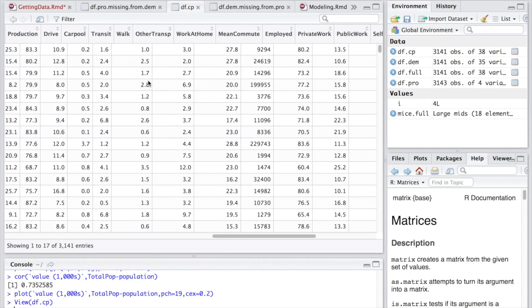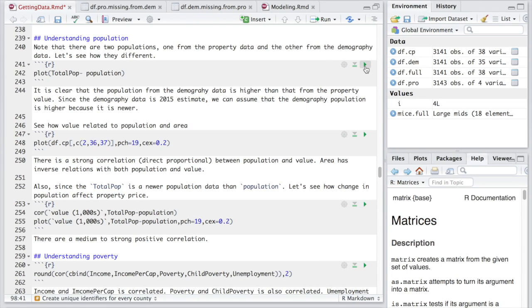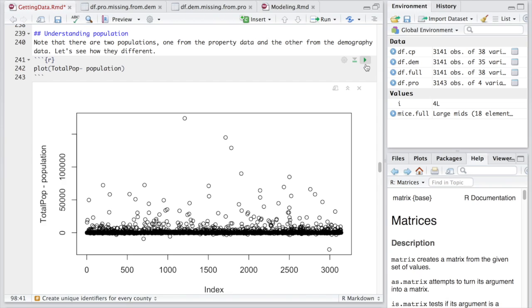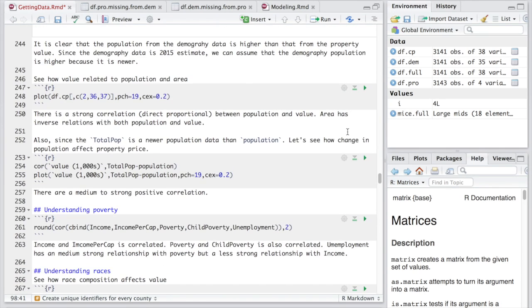We can see there are 2 population variables, one from each of the data frames before merging. It turns out that the population from the demographic data frame is on average higher than the population from the property data frame. This might be caused by the population from the demographic data frame being newer than the population from the property data frame.